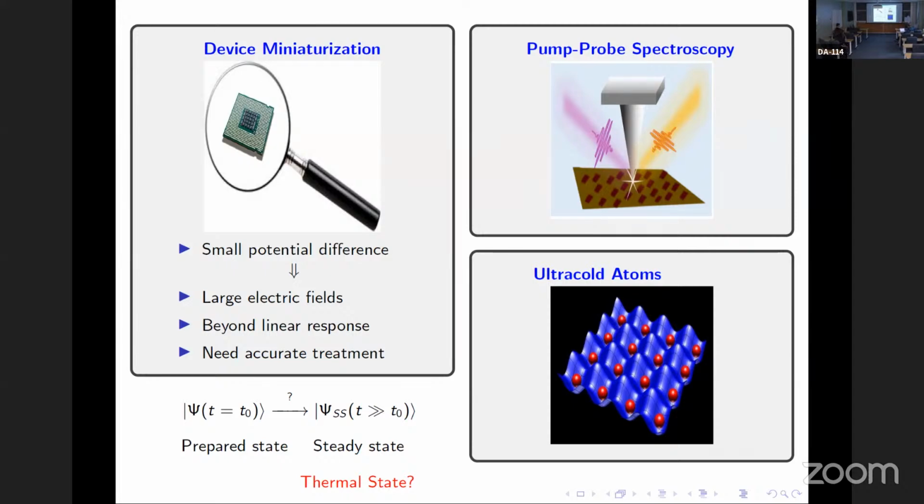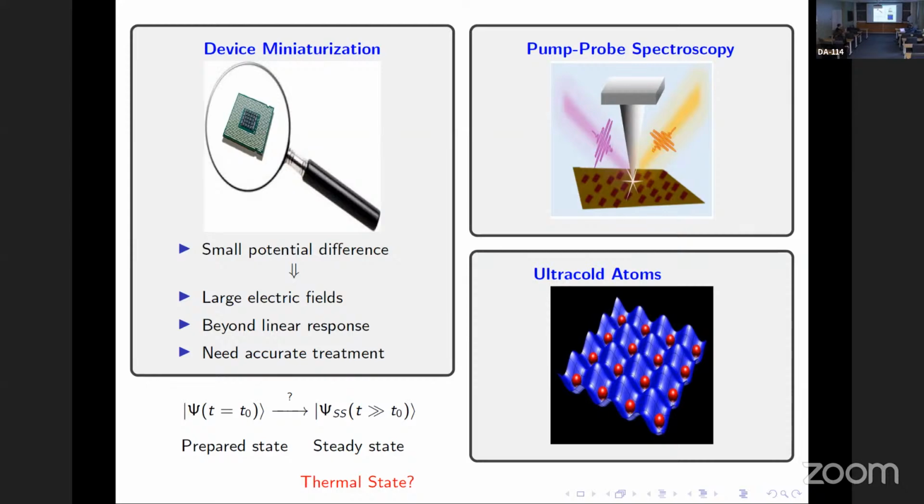So the interest in studying correlated systems away from equilibrium with these tools stems from many different questions, right? From the one hand, you have this trend of device miniaturization. And what that means is that you have devices that are getting increasingly smaller. And as they do, you have small potential differences across very small distances, you have strong electric fields. And these strong electric fields are such that treatments using linear response theory will be globally inaccurate. So you have to come up with tools that allow for more accurate treatments of these.